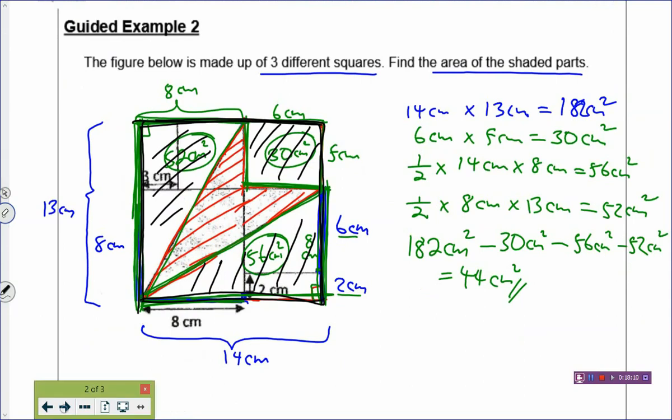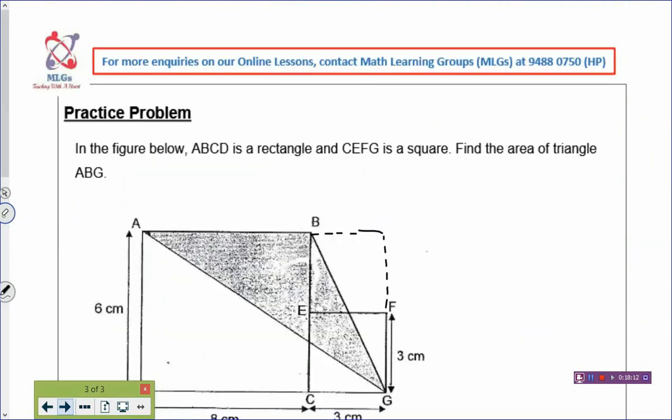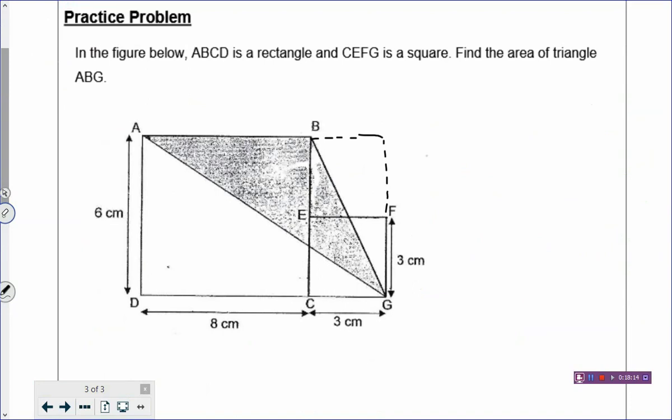But when you come to the practice problem, is the figure of the shaded area an irregular shape? No, it is not. It is actually a triangle. So you don't need to apply methods unless you can't find the base and the height. So it's actually only one step. Alright, so what is that one step?